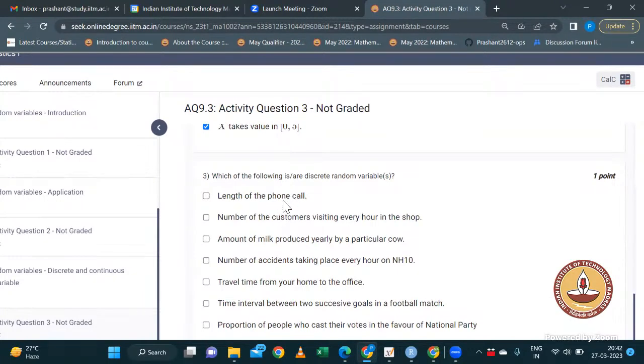Continuous random variable. That's continuous, right? And we have to select the discrete. Okay, now I think you will get a clearer idea.